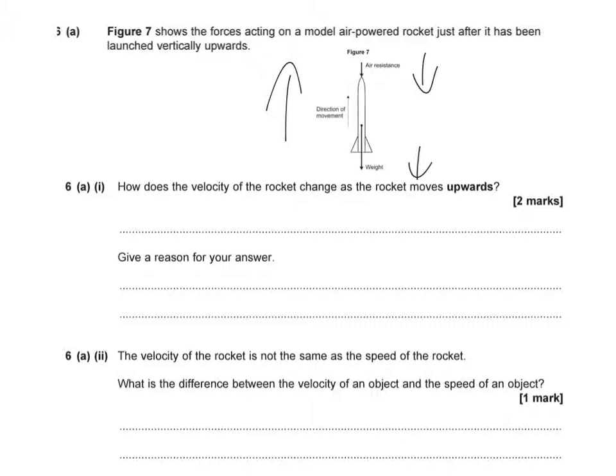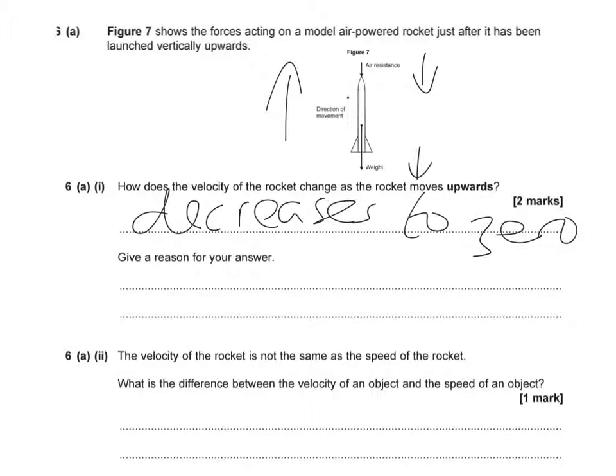So if the rocket's moving upwards but the only forces on it are acting down, that means the resultant force is acting downwards, which is in the opposite direction to the direction of movement, which means that the velocity is going to decrease and it's going to go all the way to 0 until it'll stop. So it decreases to 0. That will be 1 mark.